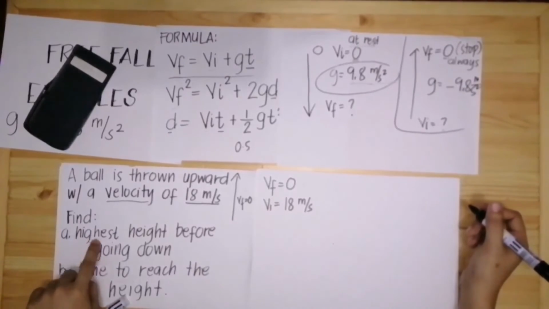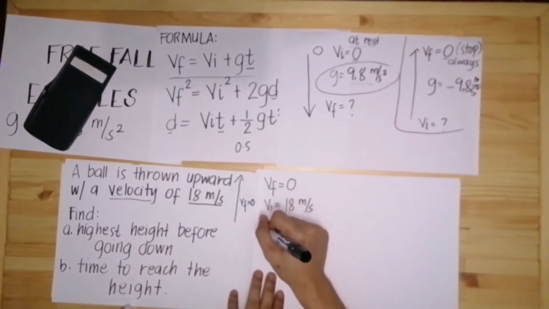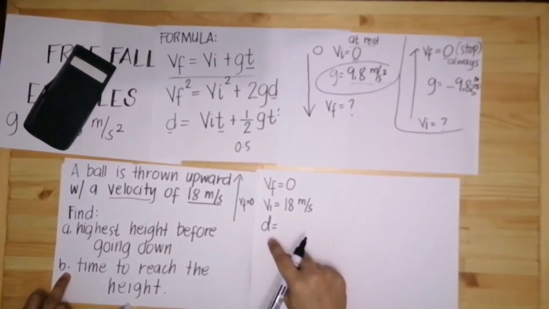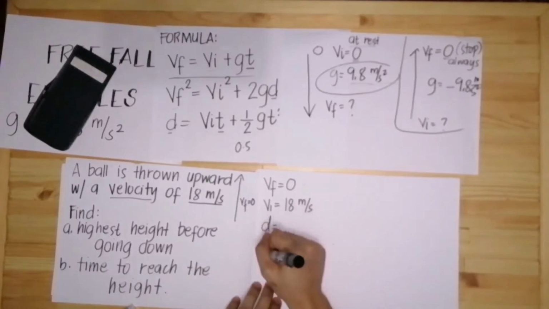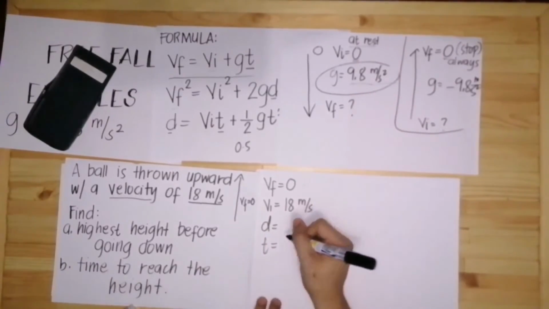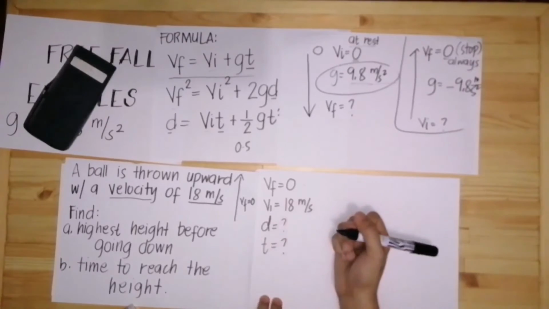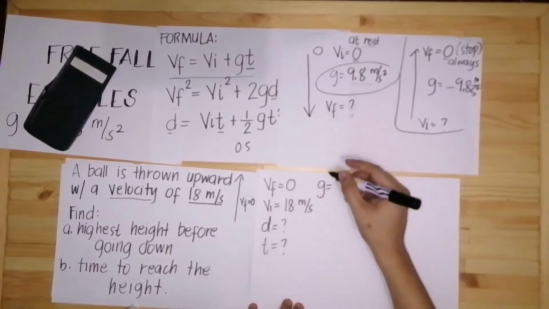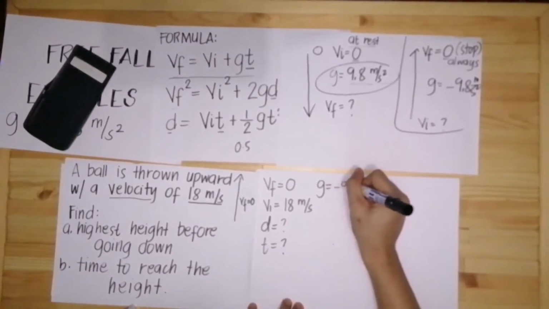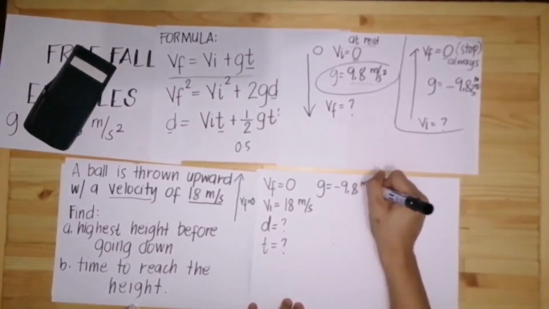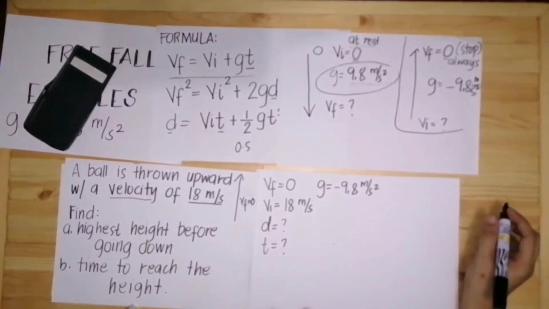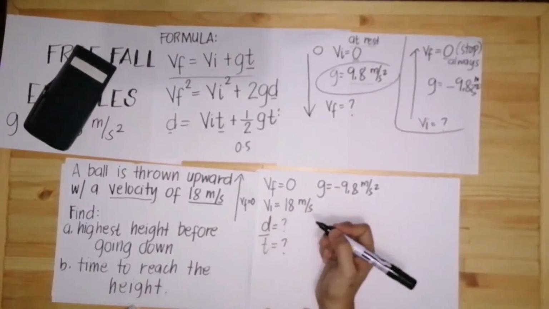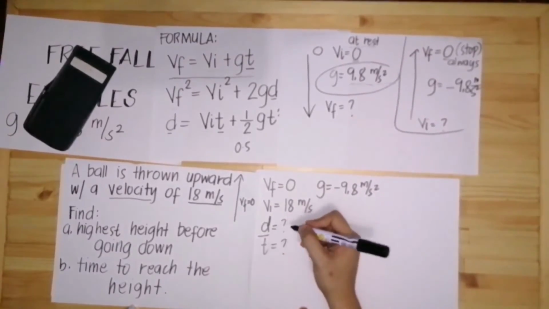Next, find the highest height. So what we are looking for is the height, or the displacement, or the distance. Then, we also have to find the time, which is missing here. There is also another given, which is the gravitational acceleration. Since it's upward, you will use negative 9.8 meter per second squared. The distance you get is also the height.